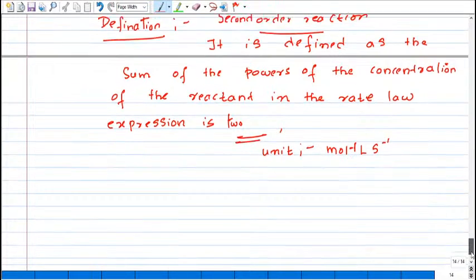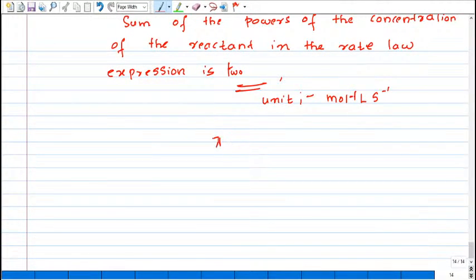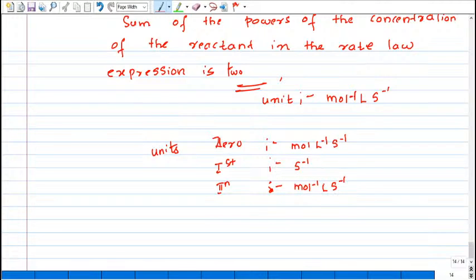So we wrote 3 units, right? First for 0 order, for the first order, and the second order. I just want to summarize the units again. For the 0 order, it is mole L minus 1, S minus 1. For the first order, it is S power minus 1. For the second order, it is mole minus 1, L, S minus 1. It's enough. This you have to remember.